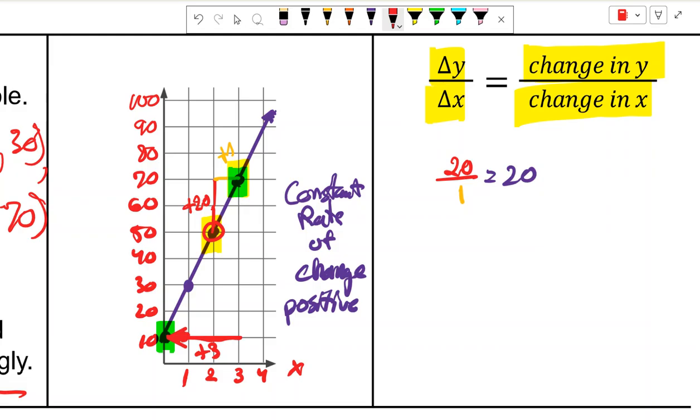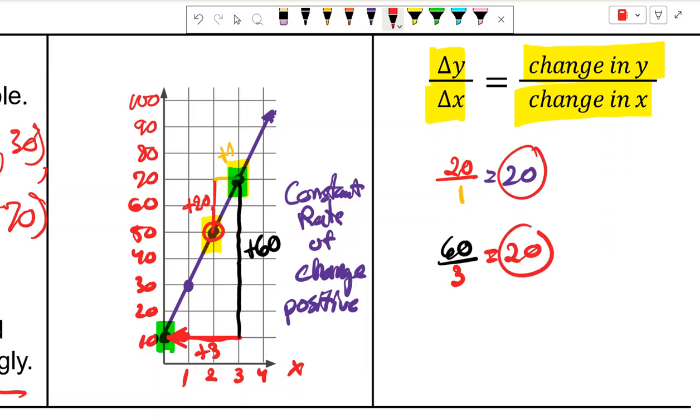All right, and then from there, we are going to move up, and moving up, we're going to go 10, 20, 30, 40, 50, 60. So that's positive because we went up. And now we put the change in y, which is 60, over the change in x, which is 3. And you can see again, 60 divided by 3 is 20. And so you can see that the constant rate of change is always 20, no matter what points you choose to find that constant rate of change.